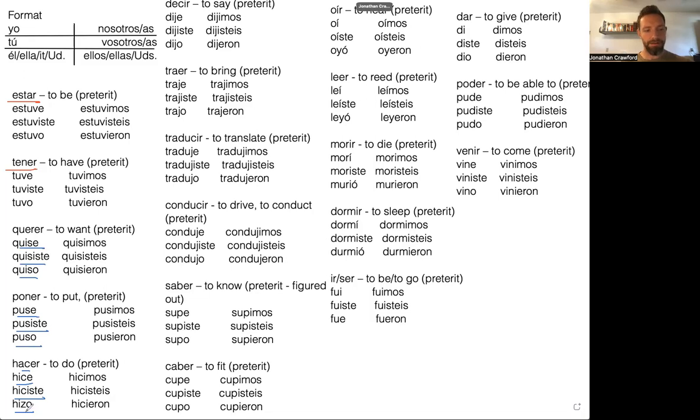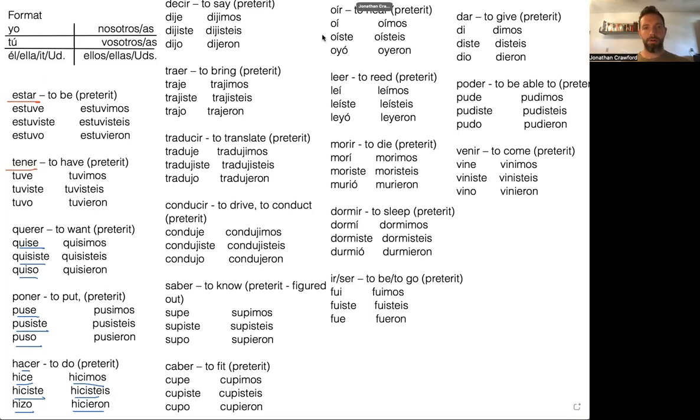Notice that in the preterite third person, the C turns into a Z. And then you have hicieron, hicisteis, and hicimos. So all of these ones, they sort of are friends as well, in my opinion. I think they're all friends. These ones here are a little bit different, but they still sound about the same, or at least in Latin American Spanish. Hice, puse, quise, right? Quiso, puso, hizo.